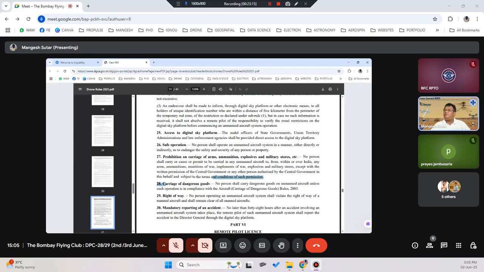Then again, carriage of dangerous goods: anything other than arms, ammunition, explosives or military stores for military purposes. Anything else which is not allowed as per the aircraft rules 2023 about carriage of dangerous goods.